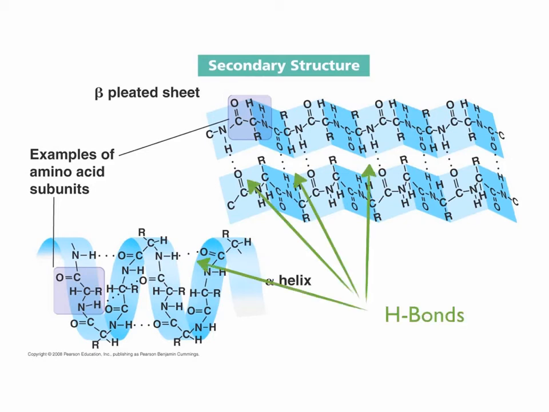Where are the H-bonds? Well, they're all over the place. Both alpha helixes and beta pleated sheets are rich with H-bonds. There's H-bonds between hydrogen and oxygen throughout these 2 structures.